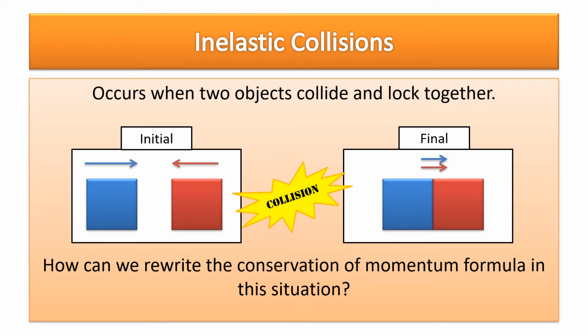So, as a review, inelastic collisions occur when two objects collide and lock together. Anytime you see a word problem where the two objects are coming and they stick together, it's inelastic. So how can we rewrite the conservation of momentum formula in this situation? Pause the video and think about how you would rewrite this formula.